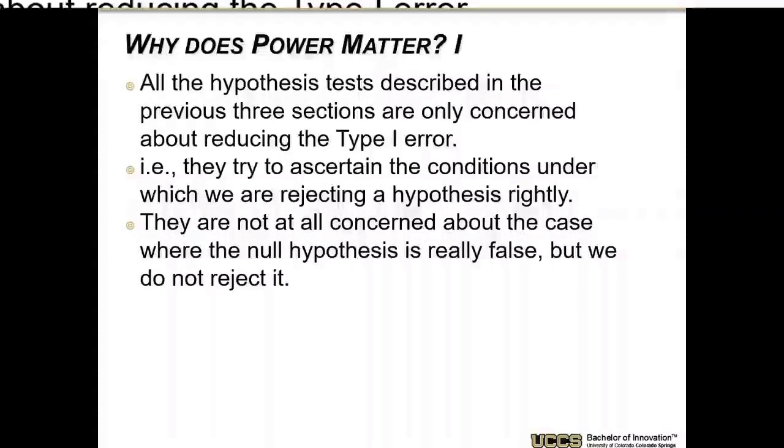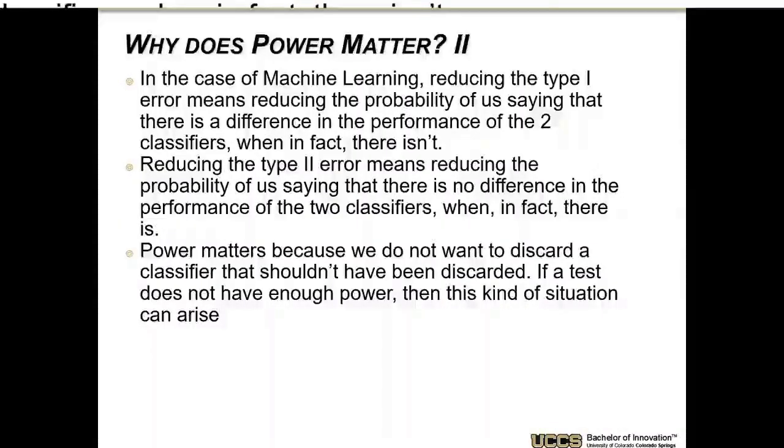Okay, so why does power matter? In machine learning, reducing the probability of a type 1 error means reducing the probability of saying there's a difference in the performance of the two classifiers when there isn't. Reducing the type 2 error, which is related to power, reduces the probability of saying there's no difference in the performance of these two classifiers when in fact there is. So power is really answering the question, how likely are we to discard a classifier that we shouldn't? Is my algorithm actually better and I didn't test it?